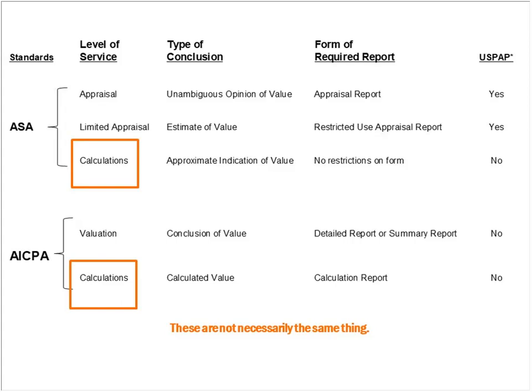Off to the right of this slide is something called USPAP. That is the Uniform Standards of Professional Appraisal Practice. If you hire an ASA, they're required to follow USPAP. One of the requirements of USPAP is that every time I open up a file, I have to keep all the records that are necessary to generate a full-blown appraisal report at any point in time in the future. That doesn't mean I have to write an appraisal report, but I have to be able to generate it.